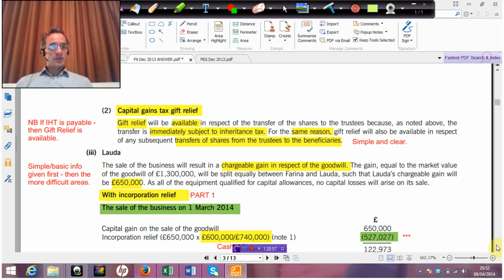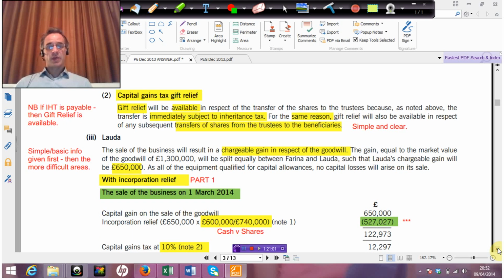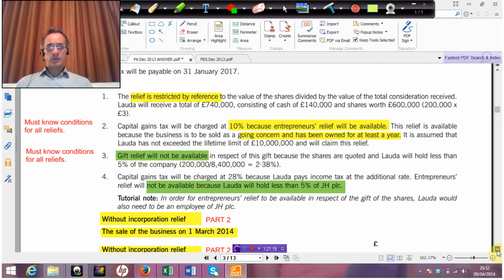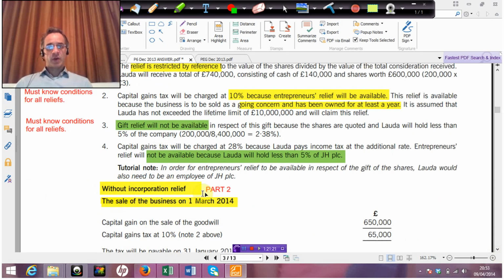Now, I'll just scan you down the answer here where they talk about incorporation relief or not using incorporation relief. First part here, part 1, here's the detail, and I'll scan it in 1 second, with incorporation relief. So here's where she is making a claim, and they asked you for both. If we move slightly further down here, we've got part 2, i.e. without the incorporation relief claim. So let's deal with first things first.